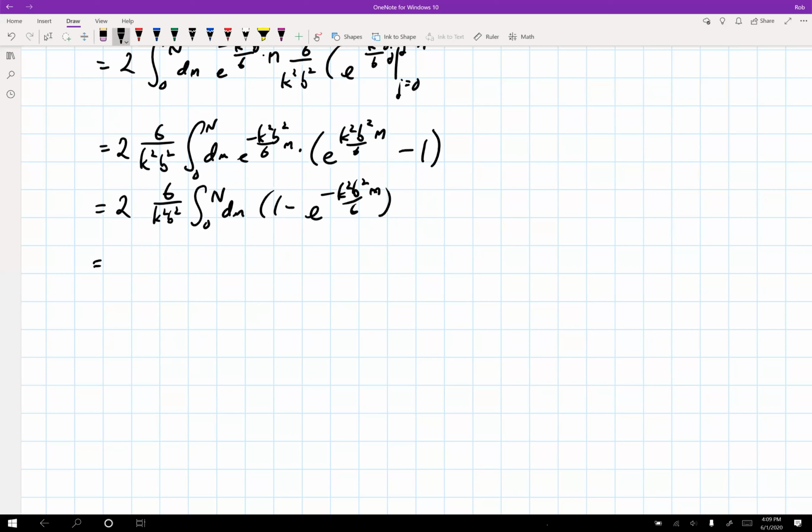So we're going to have 2 times 6 over k squared b squared, n minus 0 from the first one, and then plus 6 over k squared b squared, then exponential minus k squared b squared m over 6, evaluated at m equals 0 and m equals n. I think I have a sign error. No, sorry, that was correct. The minus sign from the exponential kills the minus sign that's in the prefactor.